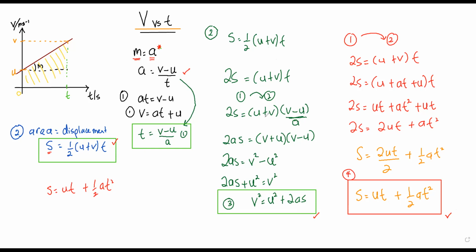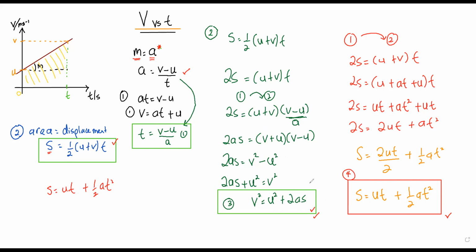As we work it out, 2AS equals V plus U times V minus U. We continue from here. We rearrange V plus U and V minus U, and what we get is 2AS equals V square minus U square. So we were able to get this formula.